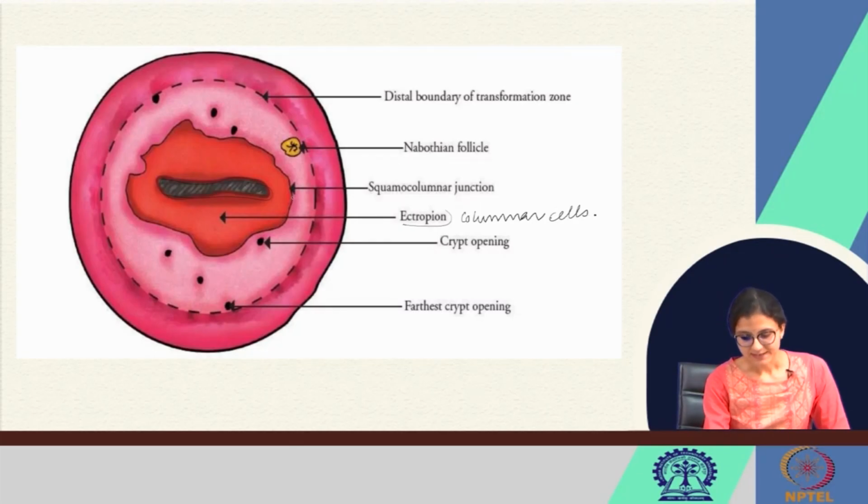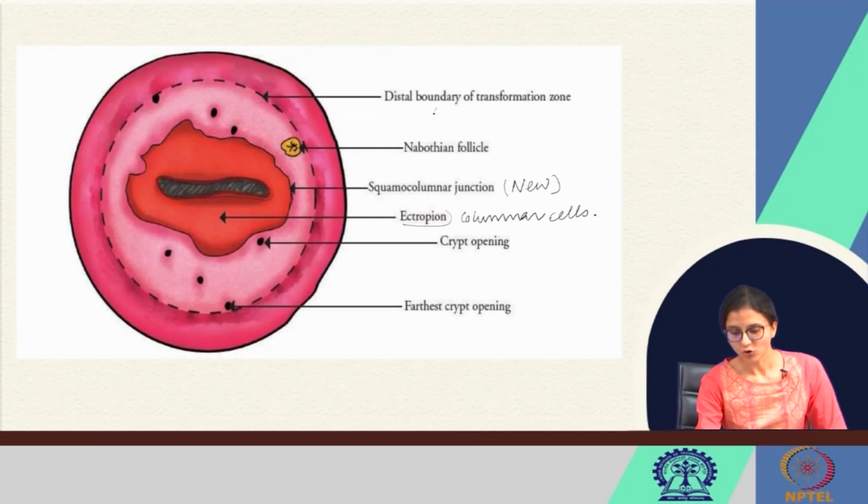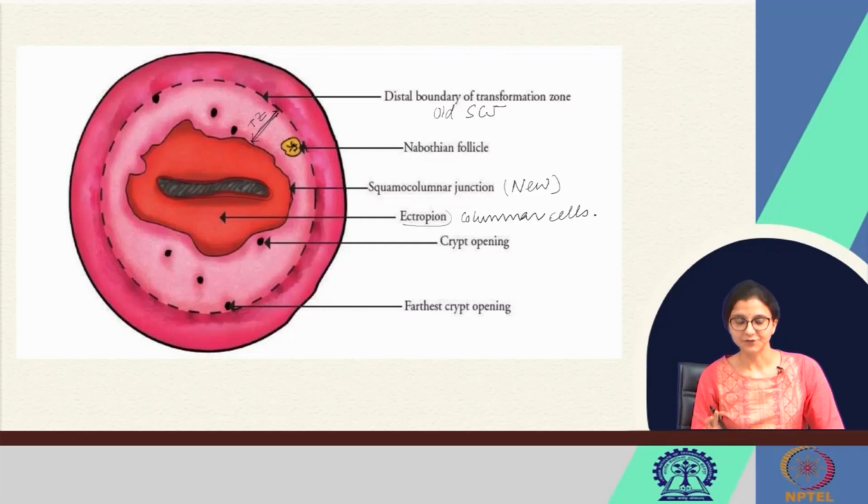Now, this is the squamocolumnar junction. This is the new squamocolumnar junction, and outside this is the old squamocolumnar junction, and in between this pink area, this is the transformation zone. This is a pictorial representation of a colposcopic view of the cervix.